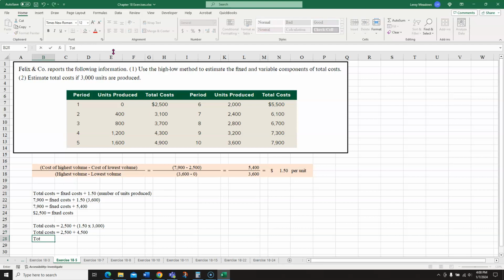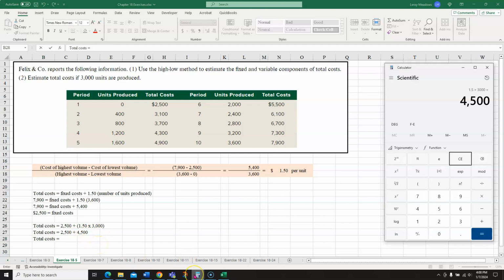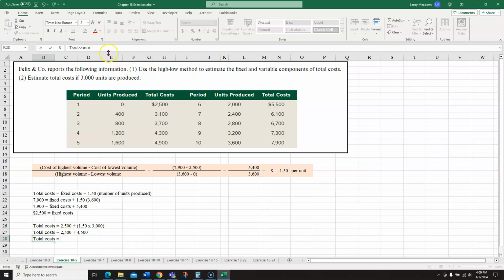So my total cost then will be my total fixed cost plus my total variable cost here, 2,500 plus 4,500 equals $7,000. So based on the high-low method, if I make 3,000 units, I can expect my total cost to be $7,000. So that is the high-low method here.